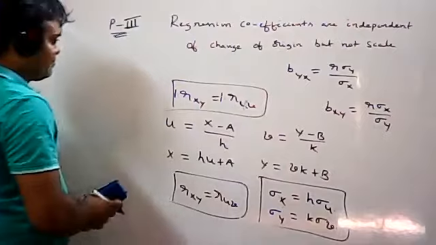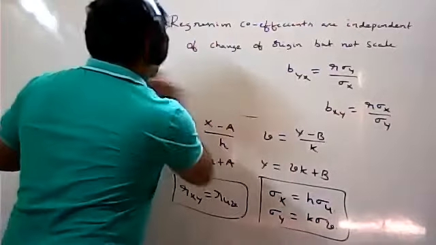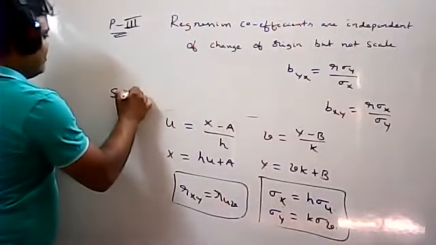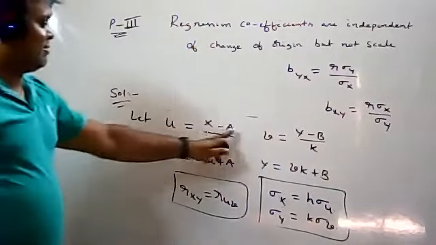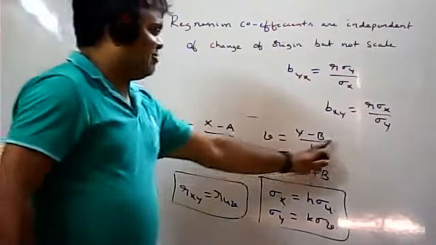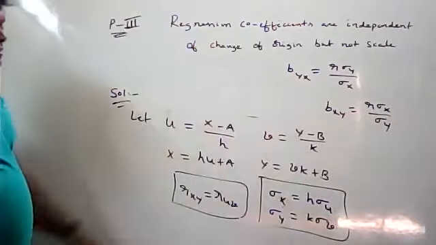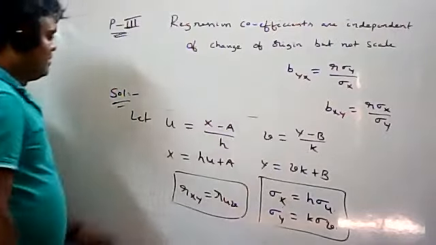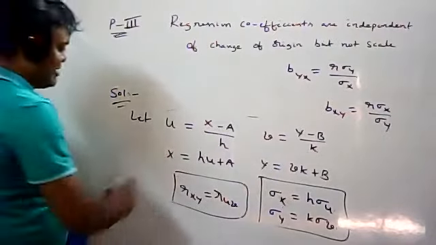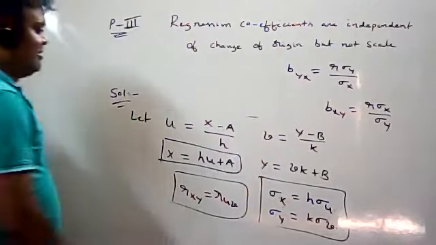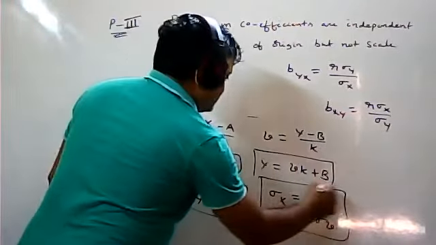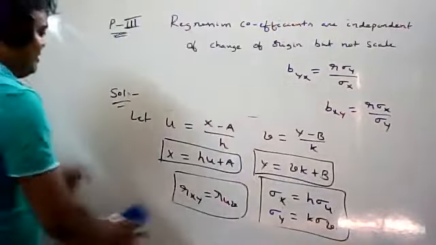Okay, so write down the solution or proof. Let u equal (x minus a) by h and v equal (y minus b) by k. That implies the x value. What is the x value from this equation? x equals hu plus a, y equals vk plus b.